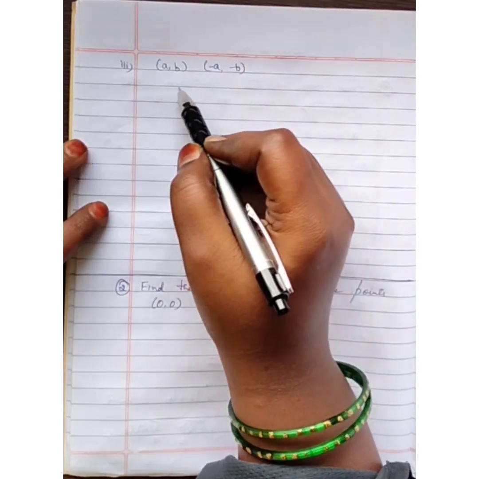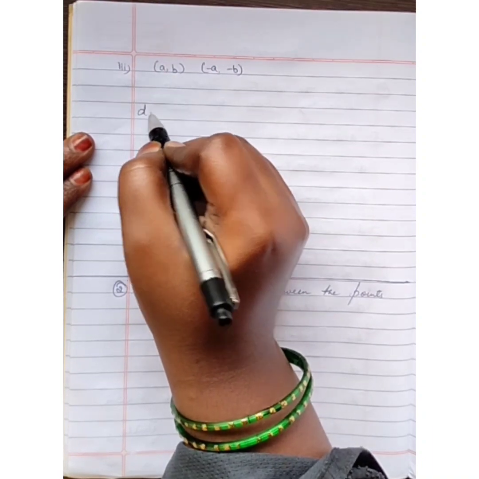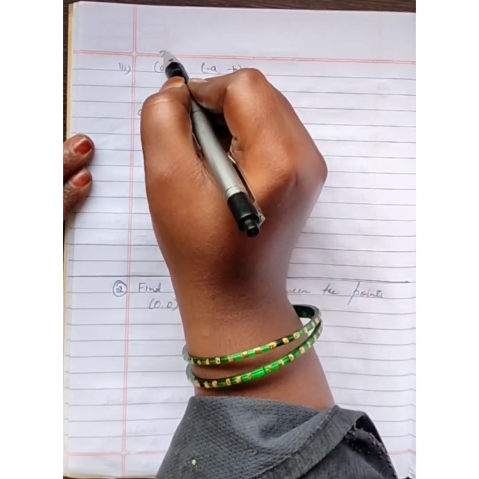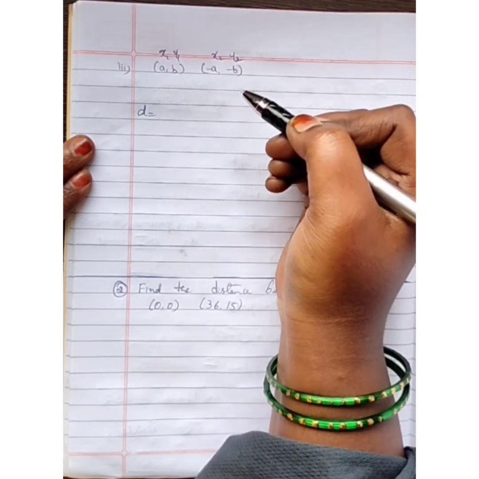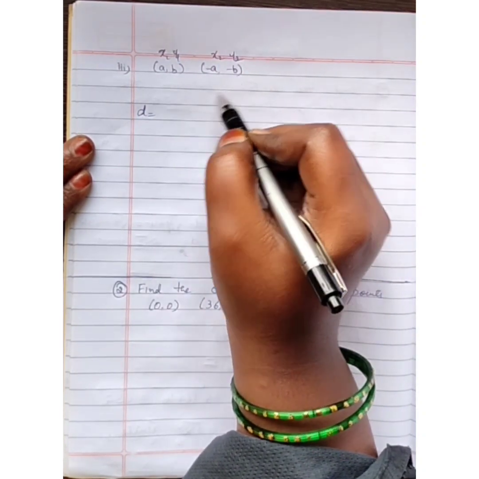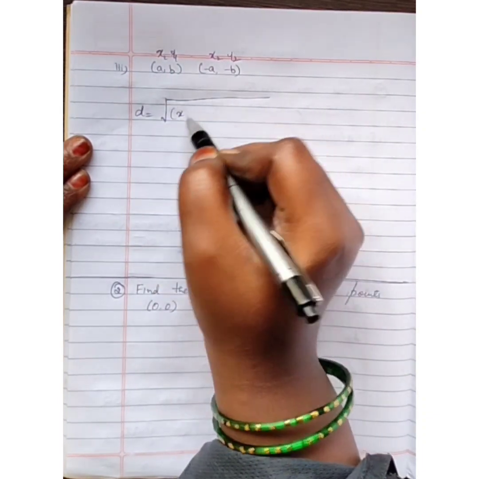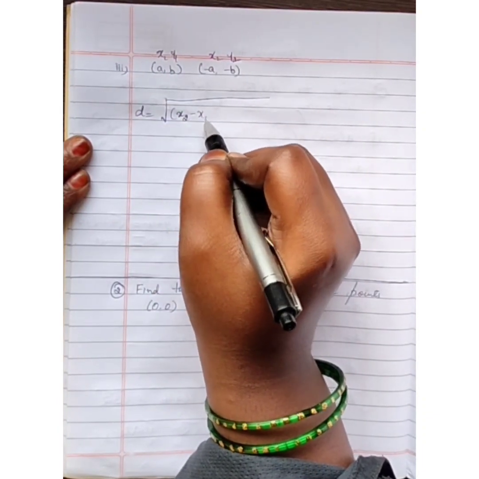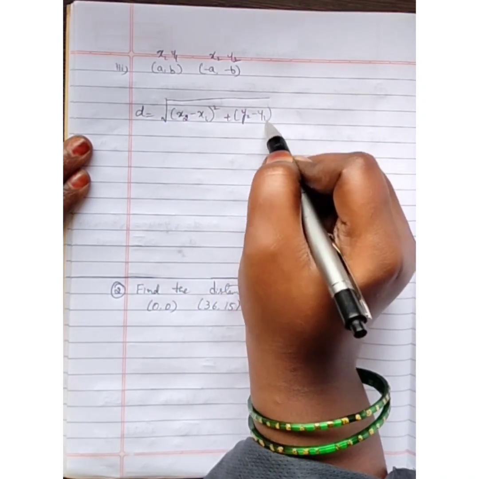Coordinates values are given: a comma b, minus a comma minus b. Now d equal to, substitute in the formula. Consider this as x1 y1, this as x2 y2. Here numbers are not provided, algebraic terms are provided here. For that also we can easily find the distance between these two coordinates. Write down the distance formula: x2 minus x1 whole square plus y2 minus y1 whole square.